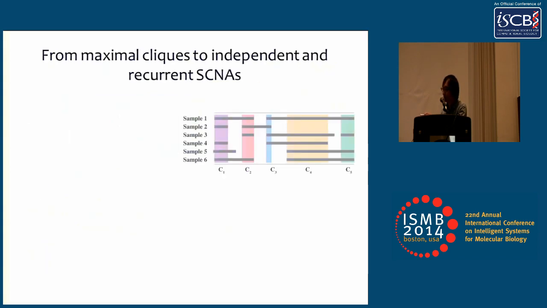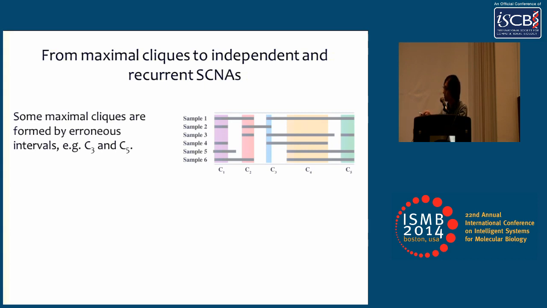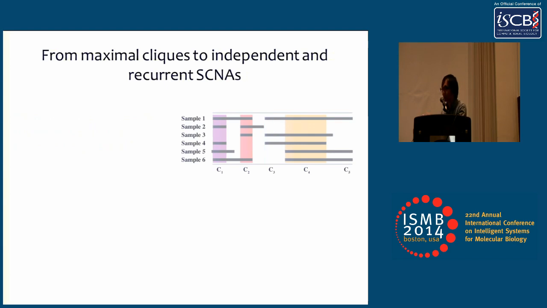After we get the set of cliques, C1 to C5, we need to design a scoring function to understand which one is important. Before we go into the scoring function, let's make some observations. First of all, some maximal cliques are formed by erroneous intervals. For example, for C5 here, if this short interval is deemed to be an experimental error rather than a true copy number, and you remove it, this clique will be gone. And also for C3 here, if this is a wrong definition by the segmentation algorithm, slightly shifted to the right, and it is not overlapping with any interval in C3, the C3 clique will also disappear.